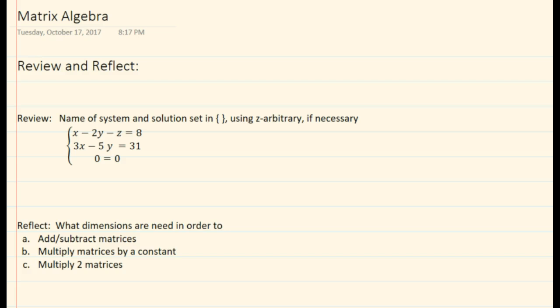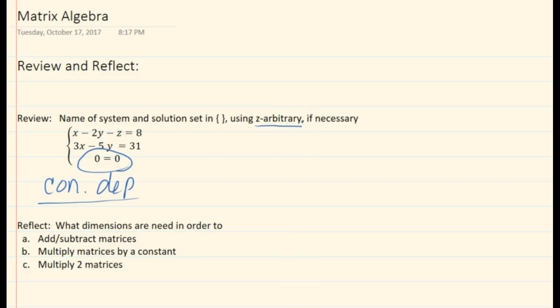One of the things that we need to notice is that we have 0 is equal to 0. We know that that means that this is a consistent and dependent system. So that names our system. Because it's consistent and dependent, we do definitely need to use z-arbitrary in order to tell our solution set.